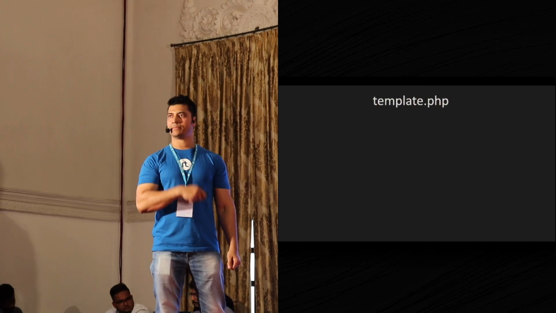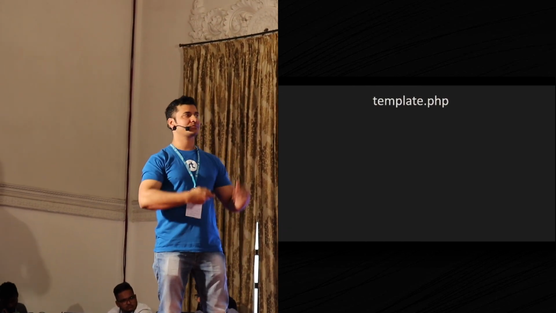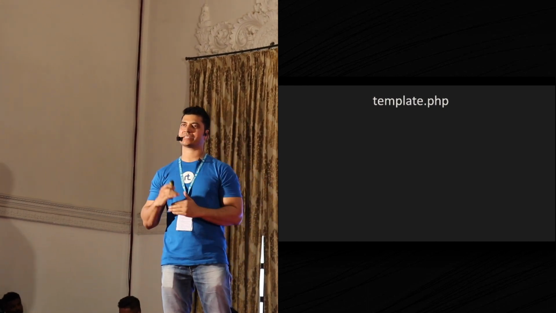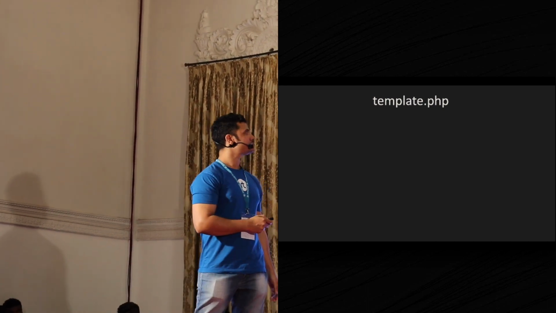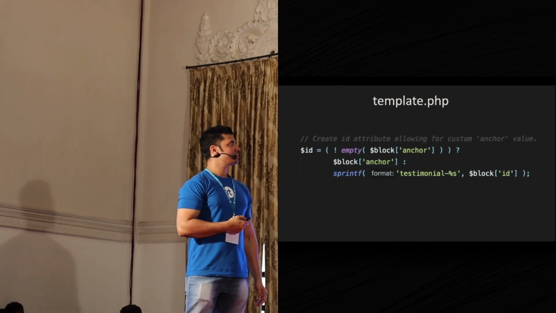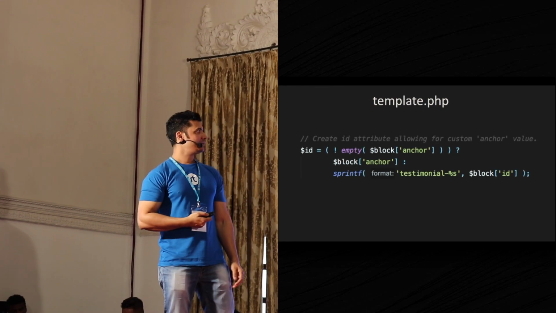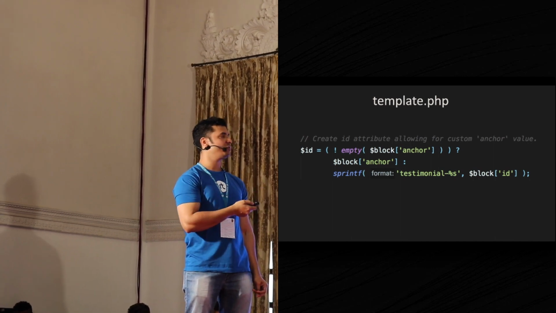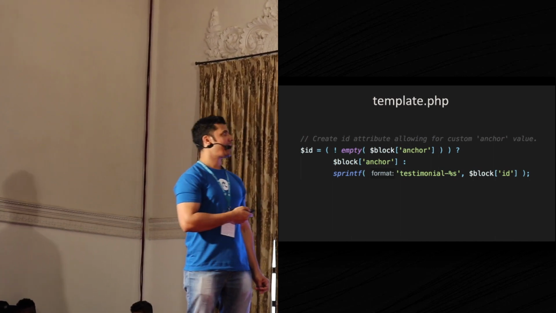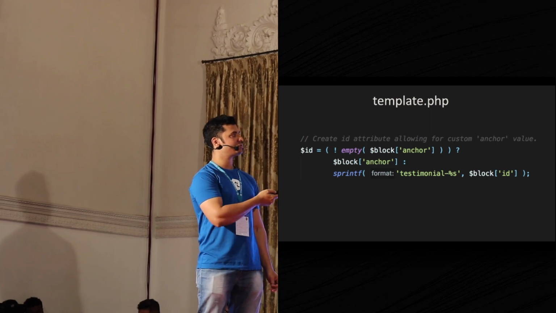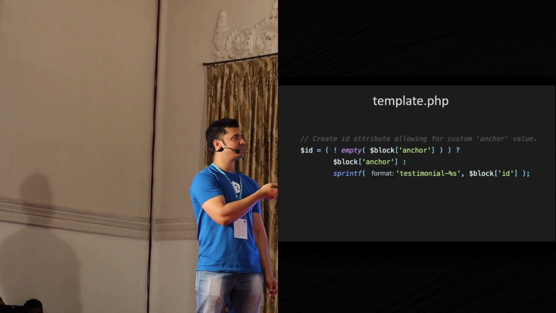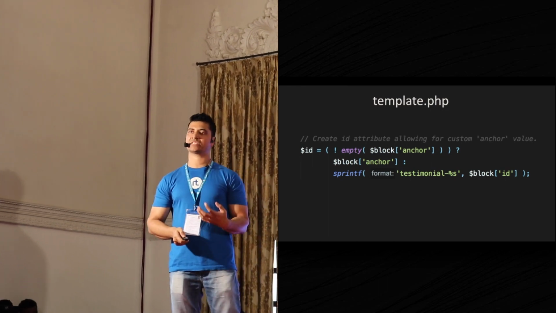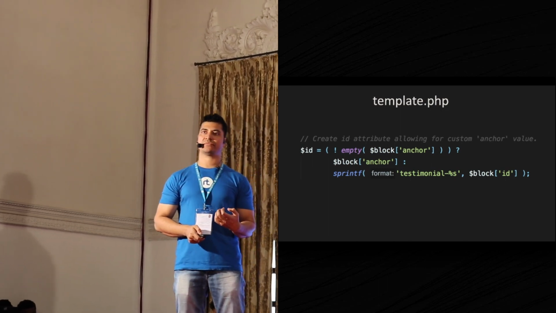Okay, so we are back in the template.php. This template is slightly big, so what I've done is broken it into smaller parts, so it's easy for you to understand. The first thing we do is create a variable called ID, and we check if the block anchor has a value. If it has, we assign that. If it isn't, we add a testimonial string and attach the block ID. Every block has a specific ID through which we can differentiate it.